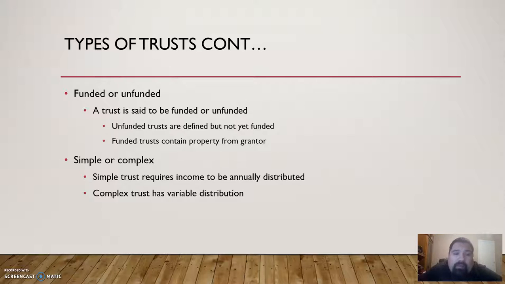Now, trusts can also take the attributes of simple or complex. A simple trust is typically when the income is annually distributed from the trust, and a complex trust would have a variable distribution that's not typically annual.